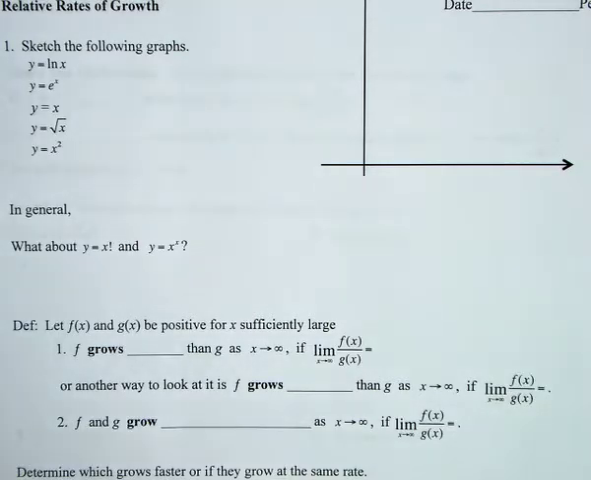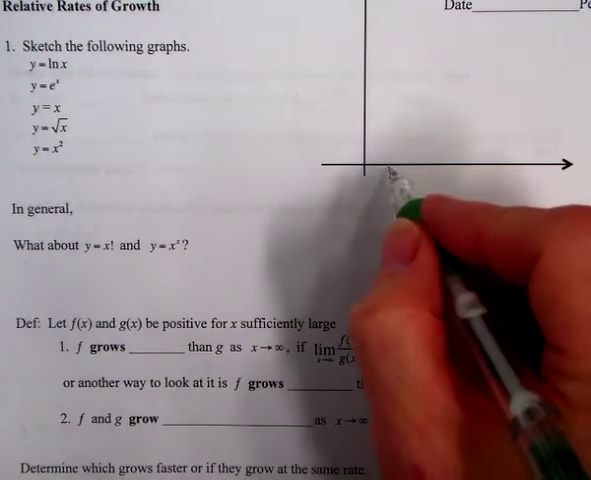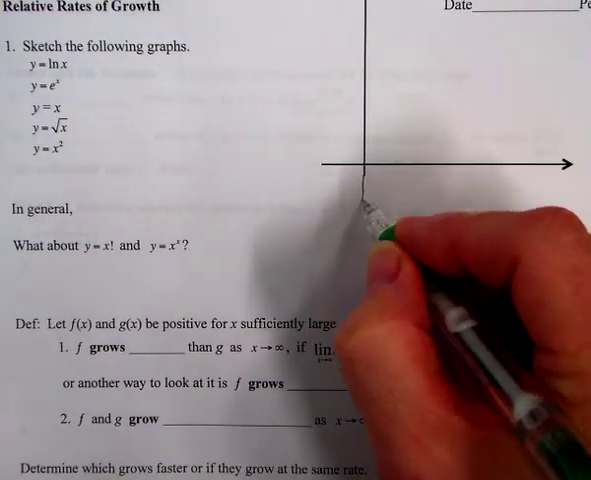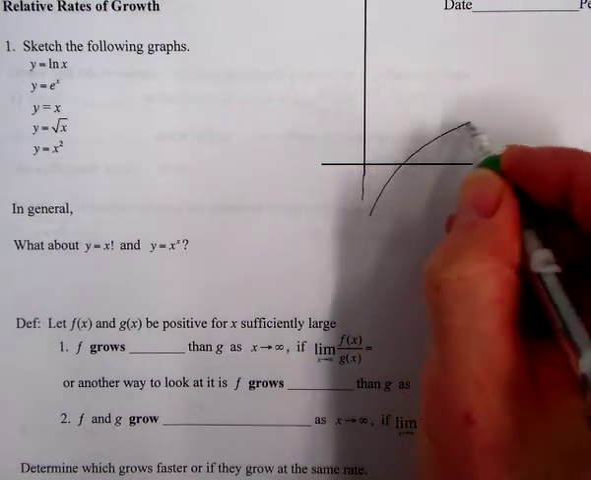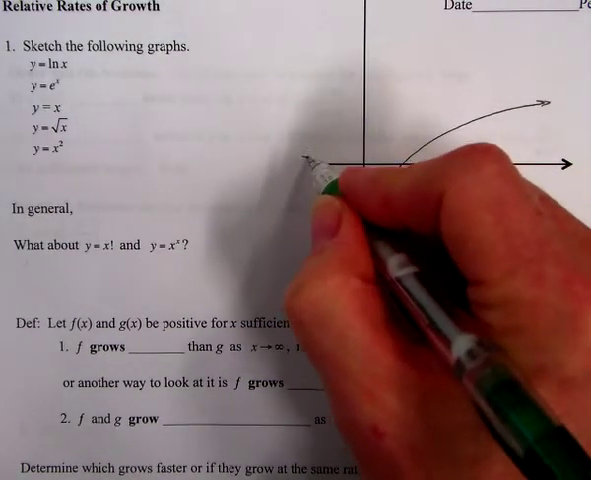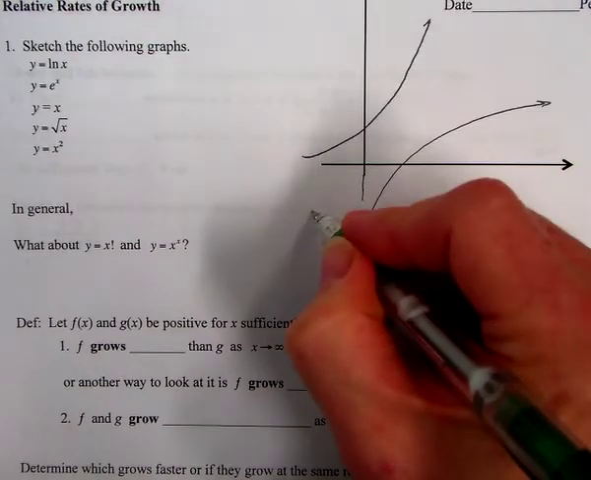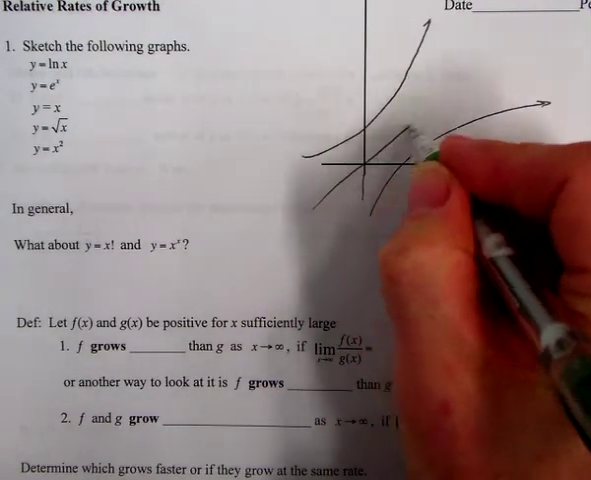Relative growth rates. Relative rate of growth. I think you'll find this one pretty straightforward. Let's just do a quick review. Graph these things. We have ln of x. It's going to be looking like this. We have e to the x, inverse of it. Y equals x, what they're reflected about.